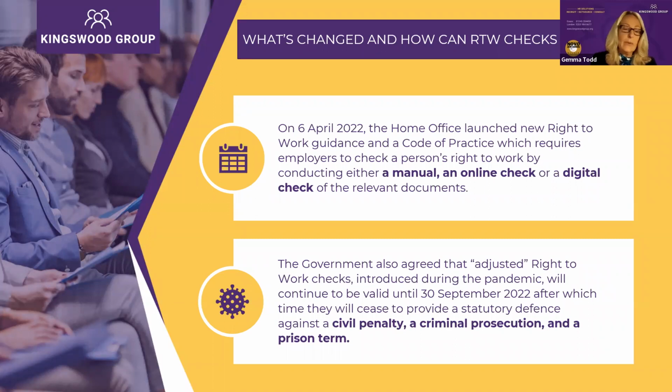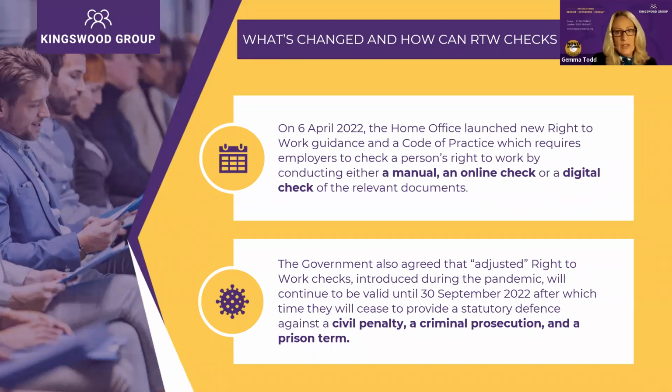On the 6th of April 2022, the Home Office launched new guidance and also a code of practice, which requires employers to check a person's right to work by conducting either a manual or an online check of the relevant documents. Now, some of this isn't brand new, but it has been changed, and it's really important, which is why we're running the webinar today, that we give you as much information so that you can support yourselves in and around these manual and online checks.